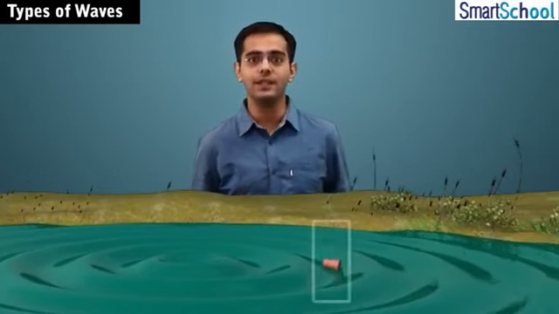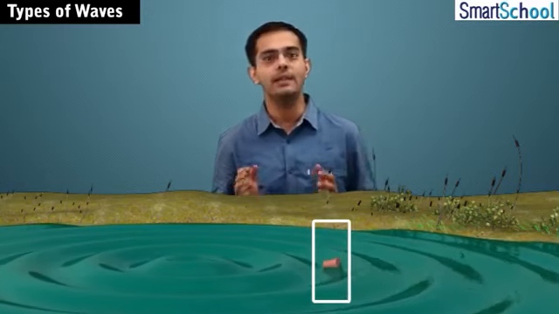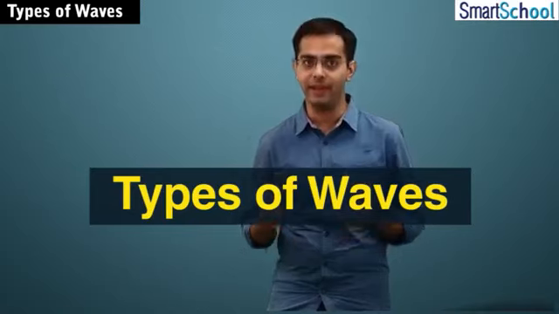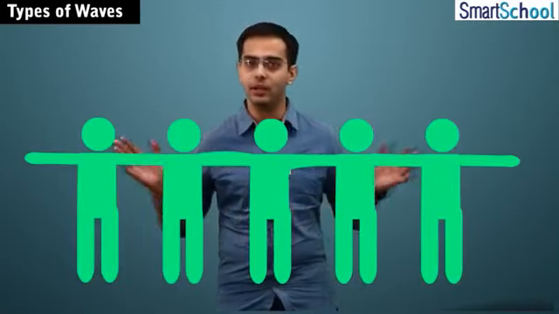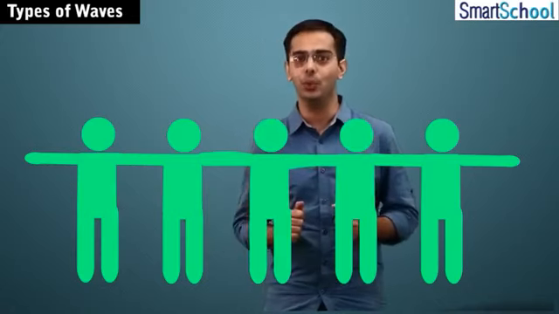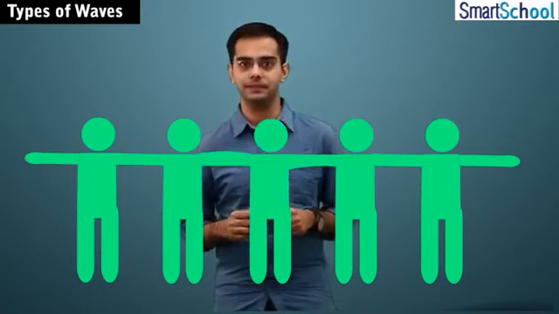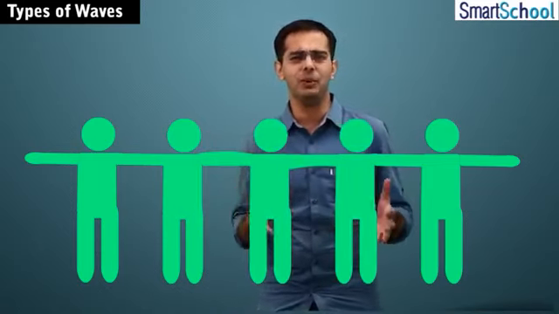Now this disturbance created in the lake is caused due to the to and fro motion of the water particles. So in this module, we are going to discuss the various types of waves. Like in our previous module, we took a situation where a group of people were standing in a queue and all of them were holding each other by their shoulders. So what did we observe over there? What was actually happening over there?